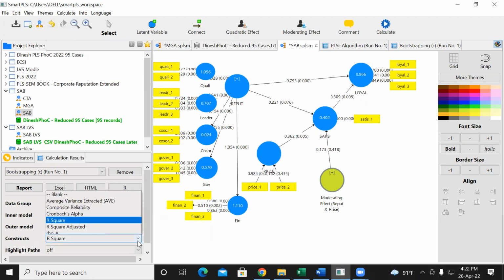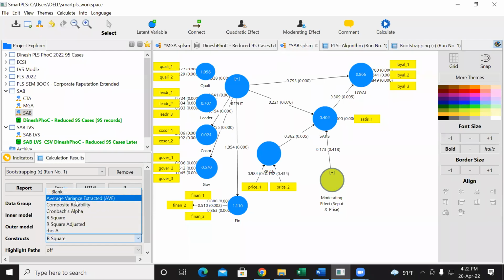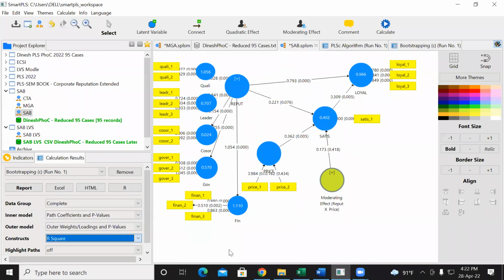If you want, you can get the R square or any other reliability values. You have that option here, and you can leisurely try these things. But for the moment, I need this one. You can see outer factor loadings also, but I haven't purified this model. Last time I talked about how to purify the model.